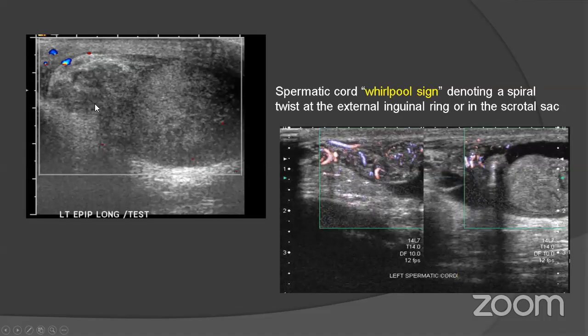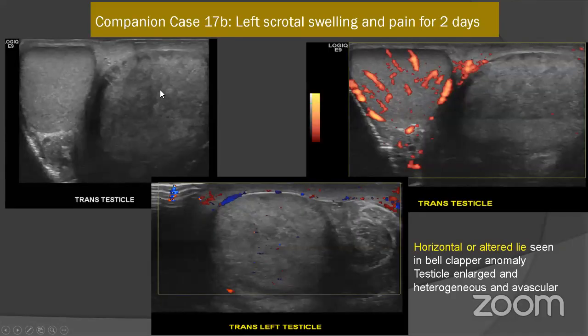This demonstrates the snail sign and the classic whirlpool sign on Doppler, denoting a spiral twist at the external inguinal ring or in the scrotal sac of a twisted spermatic cord. A companion case where the swelling and pain have been there for 2 days, and you can see the scrotal wall thickening, but you see that the testicle is, firstly, abnormally oriented. It looks very heterogeneous. It has a horizontal line. Now, this is a transverse image, so you should see just a round circle, but it has a horizontal altered lie, and it's enlarged. It's avascular.